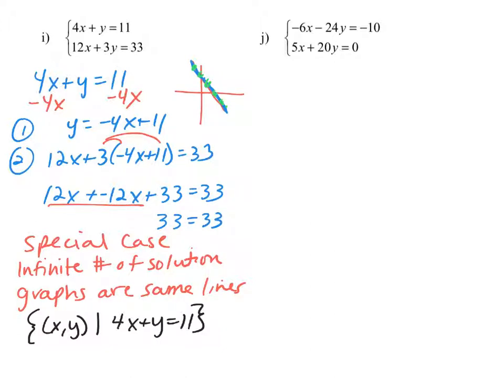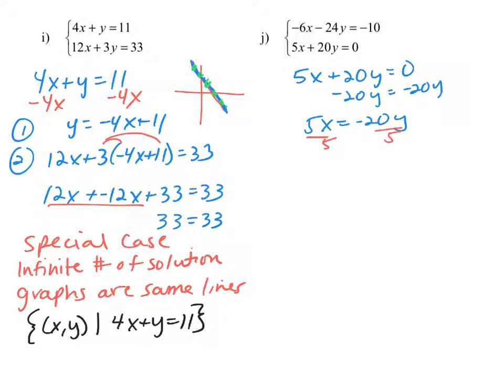Okay, let's continue. Solving the next example, we take one of those equations and solve for one of the variables. I'm going to take the second equation. It looks a little bit easier. 5x plus 20y is equal to 0. I'm going to subtract 20y from both sides of the equation to get 5x equals negative 20y, and then I'm going to divide by 5 to get x by itself, and I get x is equal to negative 4y. So that's the first step in solving a system of equations using the substitution method. Take one of those equations and solve for one of the variables.